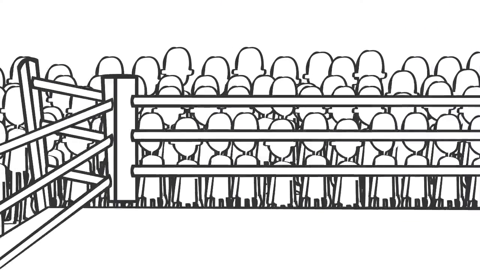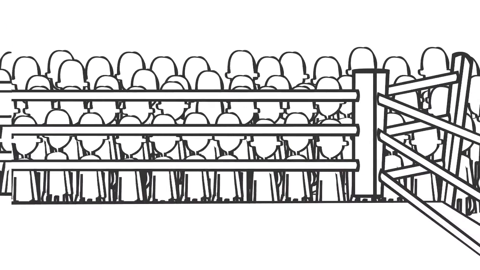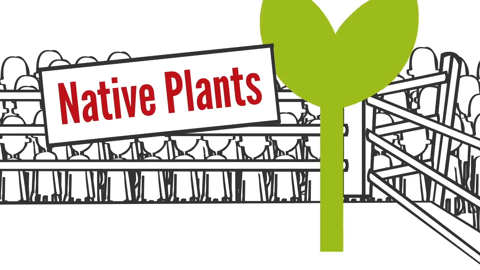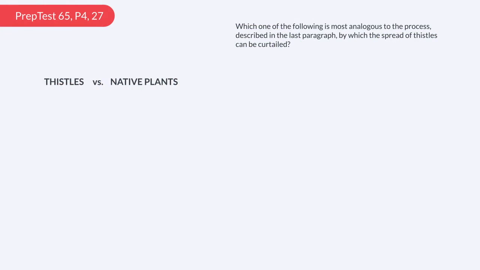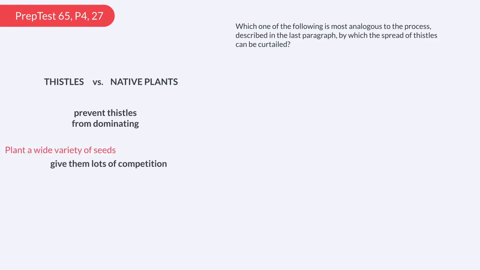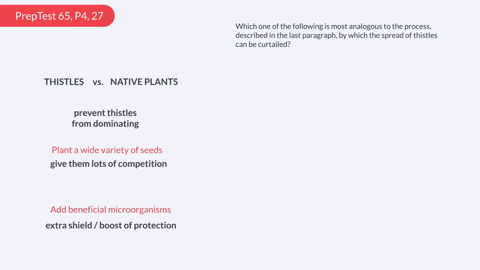So I would think to myself, it's thistles versus the native plants. So I'm trying to stop thistles from dominating by adding as many competitors, as many of the native plant seeds as I can, but I'm also giving them sort of a secret weapon that helps protect them. These microorganisms give them an extra shield or an extra strength factor.